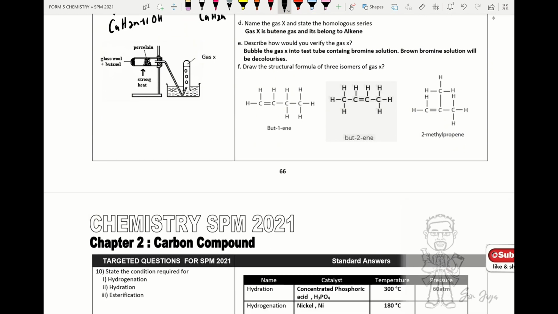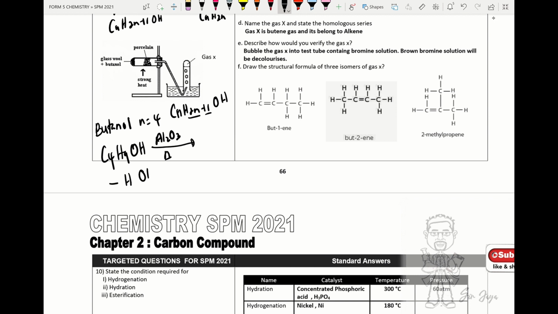I'll take one example, butanol. The value of n will be 4, applying CnH2n+1OH, so that will be C4H9OH. It undergoes dehydration in the presence of porcelain chips, which is removal of water. Once we remove water, C4H9 minus 1 gives C4H8, then remove the OH, and we put the water molecule here. This is the equation we will get.